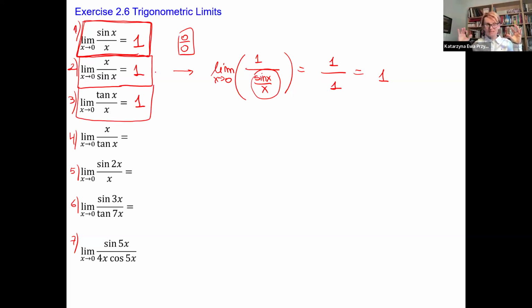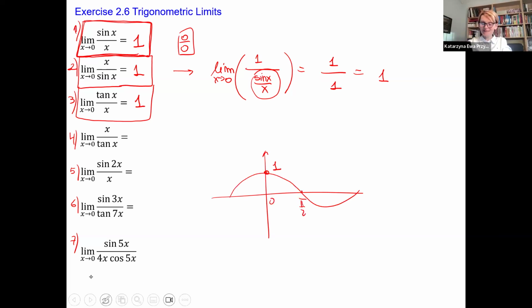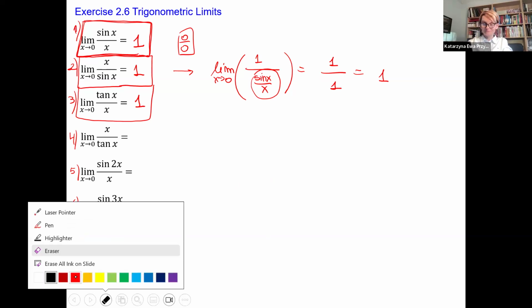Just to make a general statement, the only two trigonometric functions, sine and tangent, will give us this property, no other functions. Because, for instance, what is cosine at 0? Unit circle, or maybe the graph? Cosine at 0 is 1. Sine at 0 is 0. Yes? 0 over 0. Tangent at 0 is 0, but not cosine.